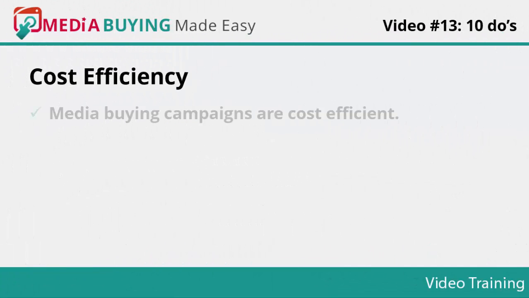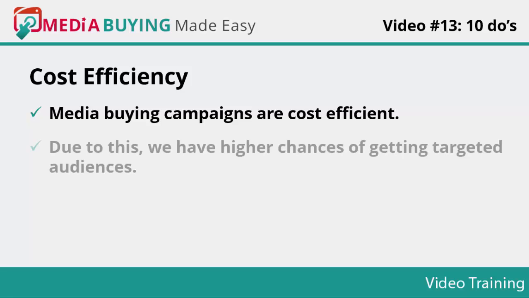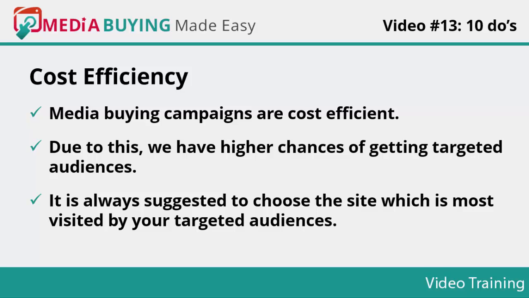Cost efficiency. Media buying campaigns are cost efficient because we do not have to spend the money for building a whole website. Instead, we have to just purchase the small space of some other website to place our ads there. For this purpose, we can search the site which has the maximum traffic to it and find the relevant place on it for our ad. Due to this, we have higher chances of getting targeted audiences to our ad, and our sales would also increase through it. This also helps to get a higher ROI for your business. It is always suggested to choose the site which is most visited by your target audiences, because it can bring large targeted audiences to your campaign.